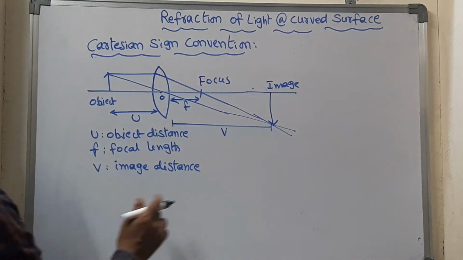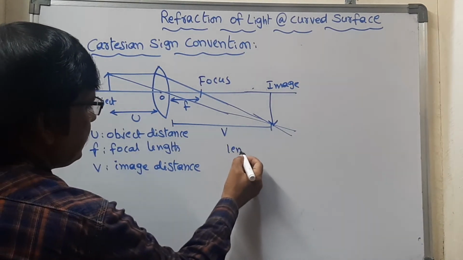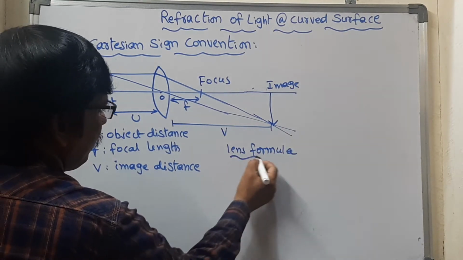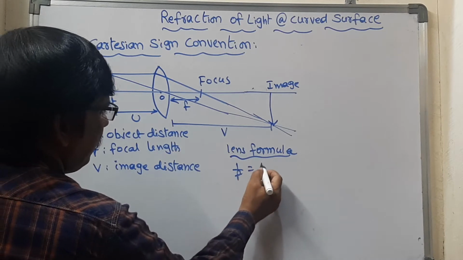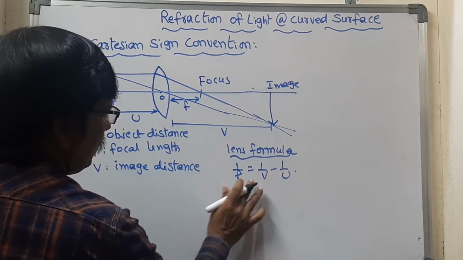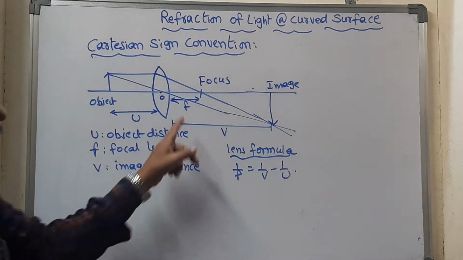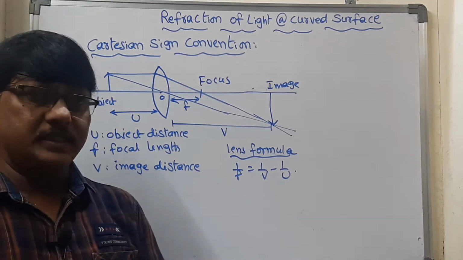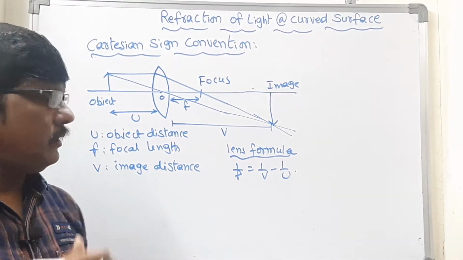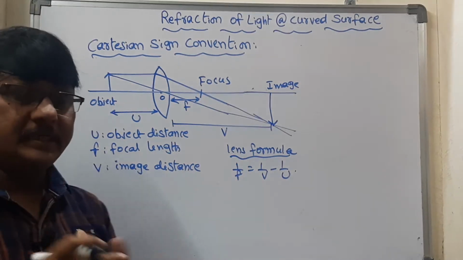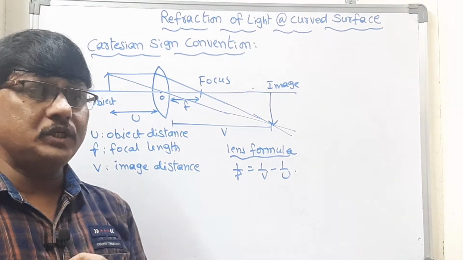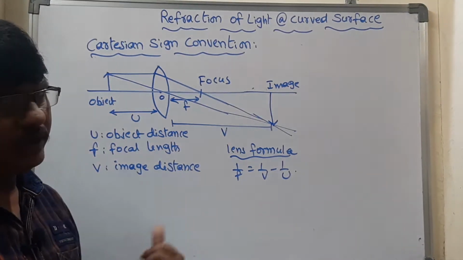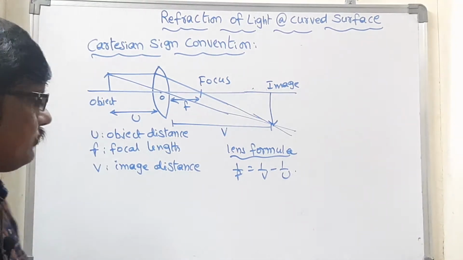Now let us see the lens formula. What is the lens formula? The lens formula is given by 1 by f is equal to 1 by v minus 1 by u. In this lens formula, in a numerical, for example, the object distance is given as 30 centimeters. Then we are not supposed to write u as 30 centimeters. We have to write u is equal to minus 30 centimeters. Why? Because of the sign convention. Now let us see how that sign convention is.